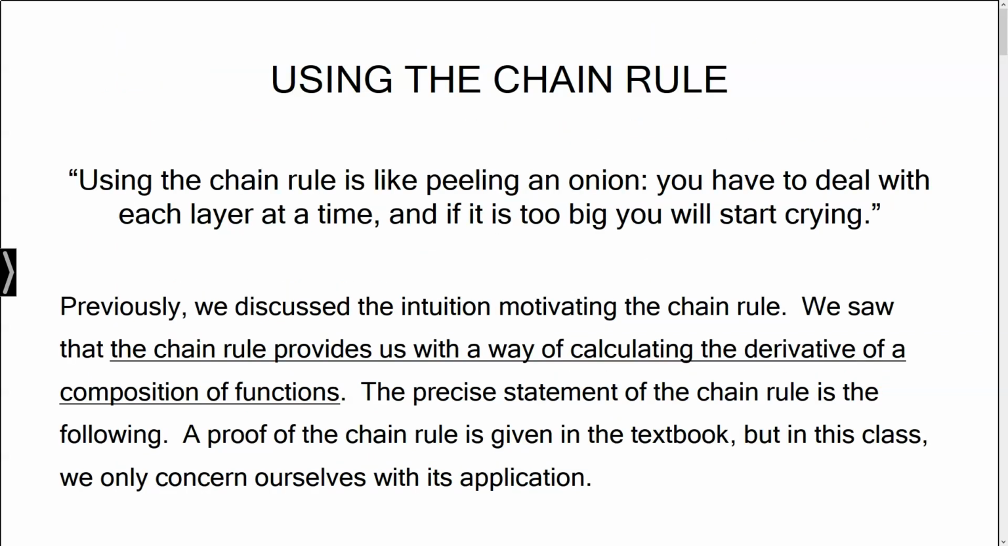This is why I'm going to go back up here and give you this quote. This is a very old saying in math. I have no idea who came up with it. Probably doesn't even matter at this point. But using the chain rule is like peeling an onion. You have to deal with each layer at a time, and if it's too big, you'll start to cry. So I'll just leave it at that. But it is like peeling an onion. You're peeling away the layers. There are all these outer functions. If you have multiple functions, you keep having to peel until you finally get to the innermost function, at which point you're done.